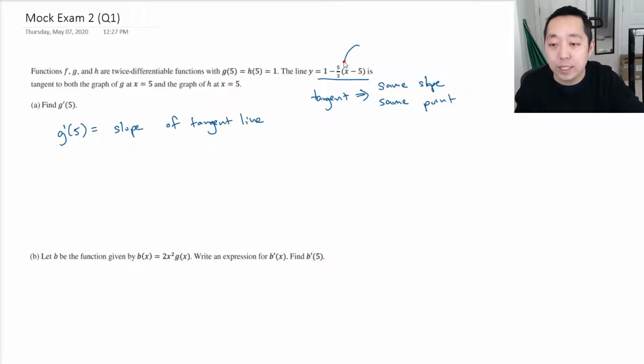So g prime of 5 must be the slope of the tangent line. Well, this is my tangent line. So what's the slope of my tangent line? What's the number? The coefficient on x is negative 5/3, like that.